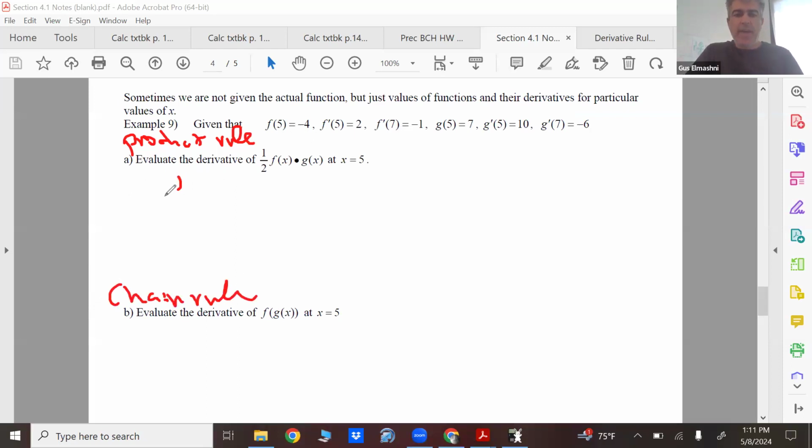So let's do it. 1/2. I'll put a bracket. F prime G plus F G prime. And here, that's going to be F prime G times G prime.